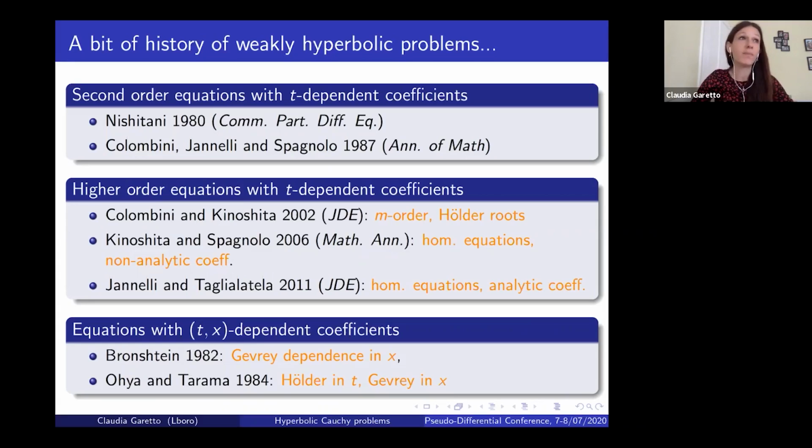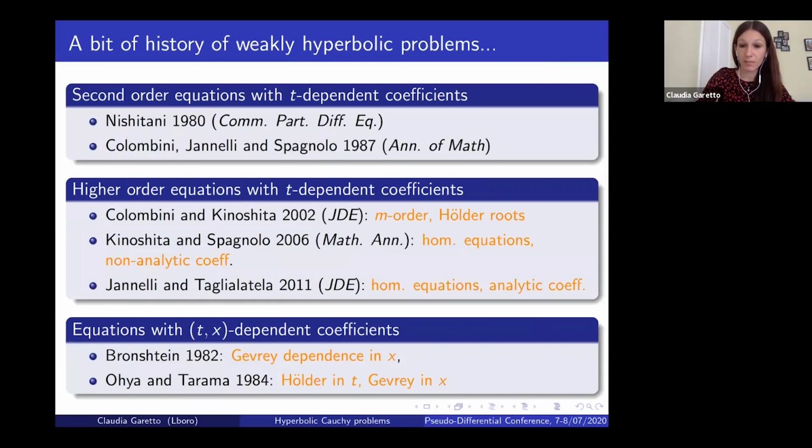But there are many fewer results when we have t and x dependent coefficients. There is a famous result by Bronshtein in '82, which has been extended then by Ohya and Tarama later on. But the assumptions on the coefficients are quite strong. They require Gevrey dependence in x, and they can be, let's say, less regular in t, but anyways, you cannot go below a certain order in t.